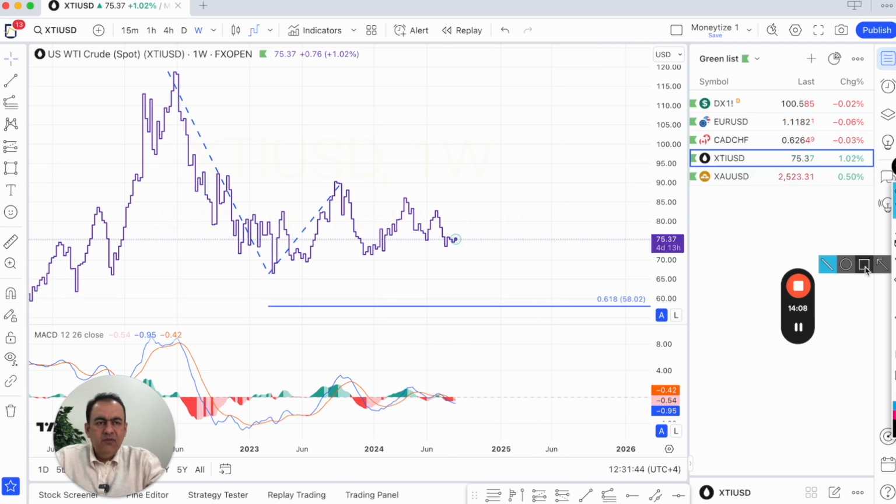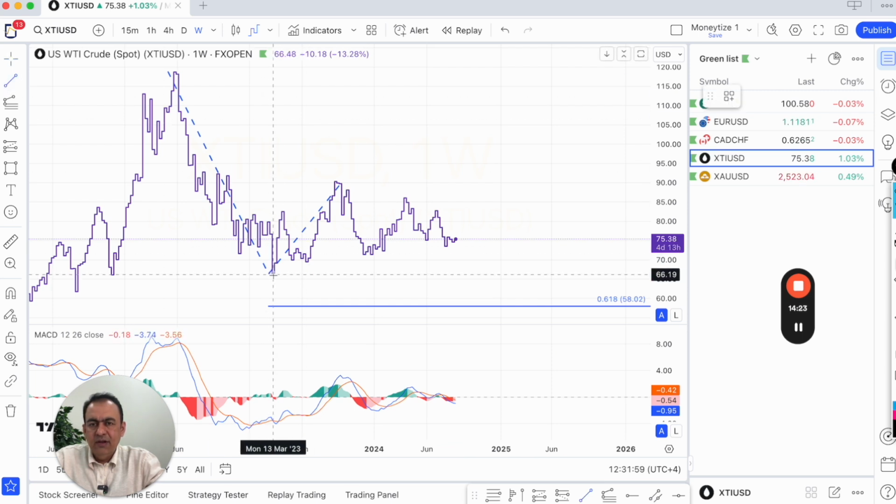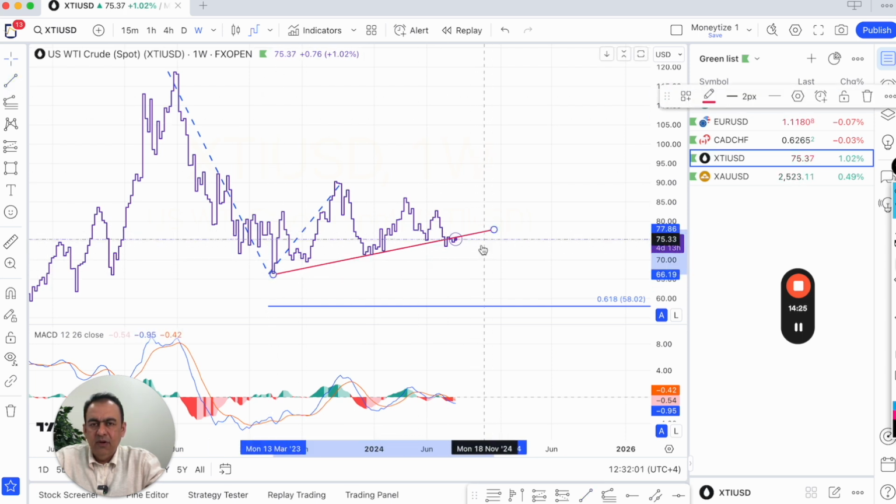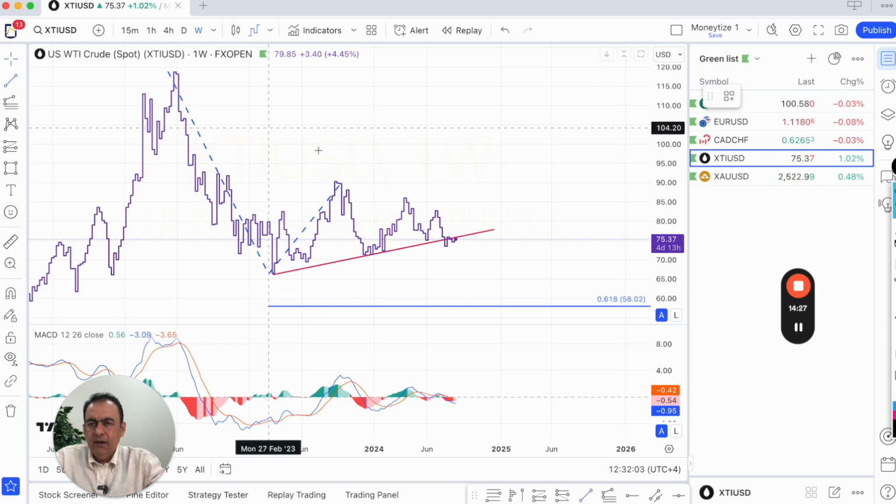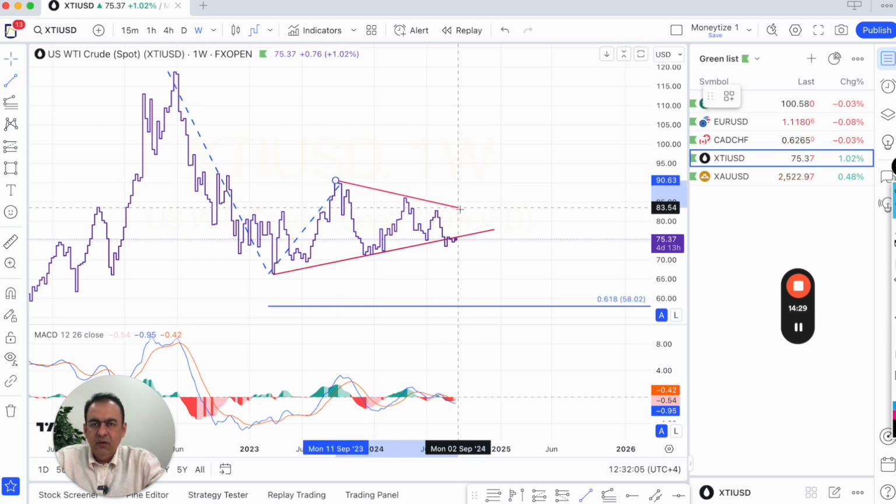At the same time, we also have the sequence of low, higher low, higher low, and higher low, along with lower highs. So as I've explained earlier, it's forming a triangular pattern here. So I'm going to join the rising lows, and I will also join the dropping highs here.